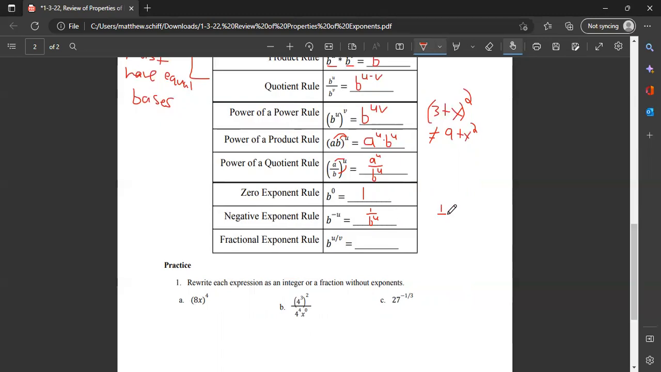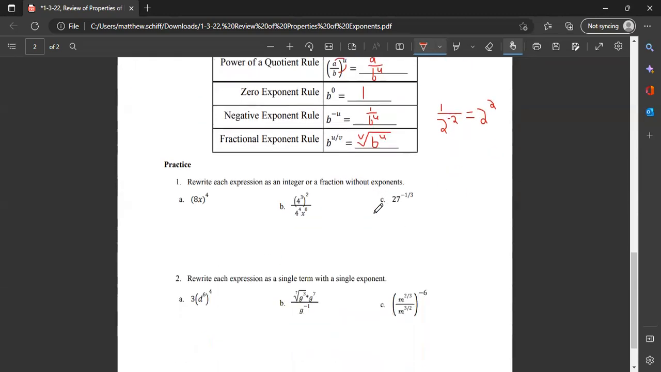So for example, if I have 1 over 2 to the negative 2 power, this negative exponent means you bump it up to the other part of the fraction. So you get 2 to the positive 2. And then that would just equal 4 from there. And then fractional exponents can be interpreted as taking the radical of a number. So v in that fraction is the index of the root. So this is really the vth root of b to the u power. The numerator is the exponent of b.